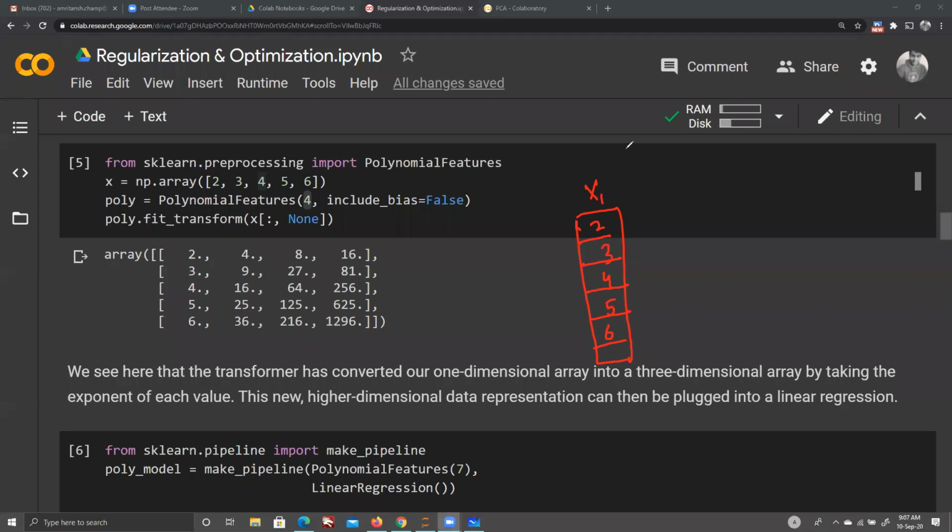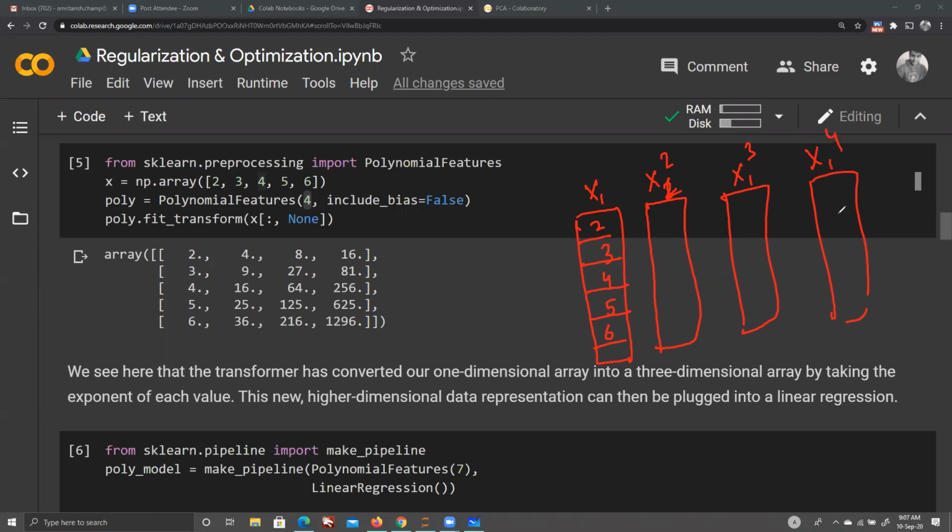Okay, but again, x1 is just one column. So even if you have poly, what we basically want is 4 columns, just to understand which order works the very best. So you have recreated your same data into four columns, and you have put squares. And let's say you put theta 1, theta 2, theta 3, theta 4, and you come up with the equation.